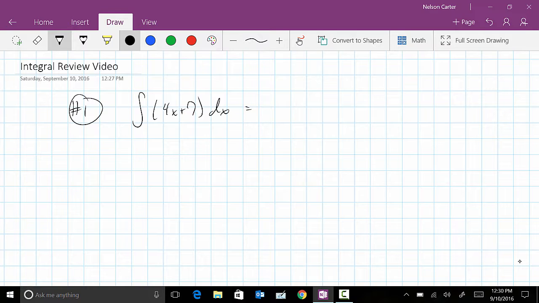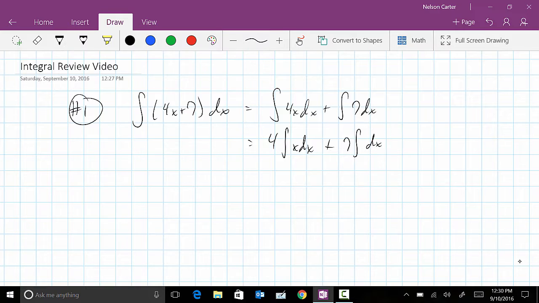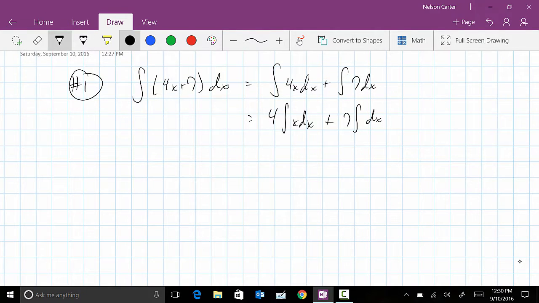First of all, you could approach this a couple of different ways. The first thing that you could do is split this into two integrals because of the sum rule, and then the constants can come out. And when you see something like this, that means you're integrating one. So this is going to be 4 times x squared over 2 plus 7x, and then plus some sort of constant. And then you can reduce this. 4 divided by 2 is 2, so you could write this as 2x squared plus 7x plus c.